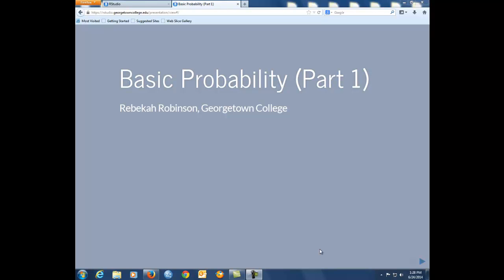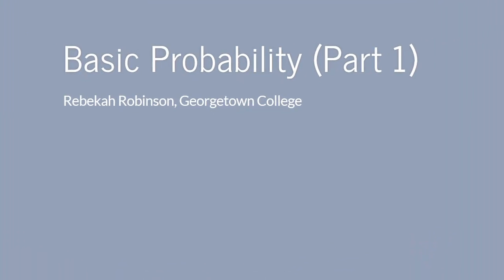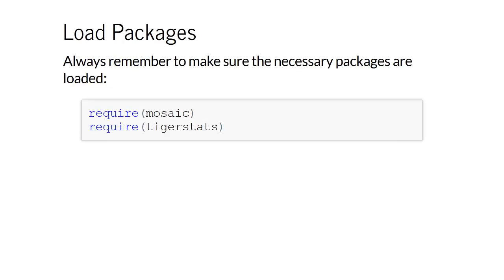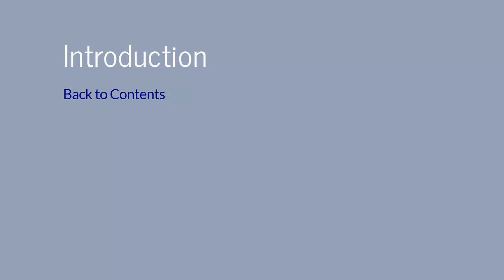Welcome back to Math 111. This video begins the first part of Chapter 7 on basic probability. Part 1 consists of an introduction to probability and random variables. Always remember to load the Mosaic and Tiger Stats package prior to starting your work. And let's get started.